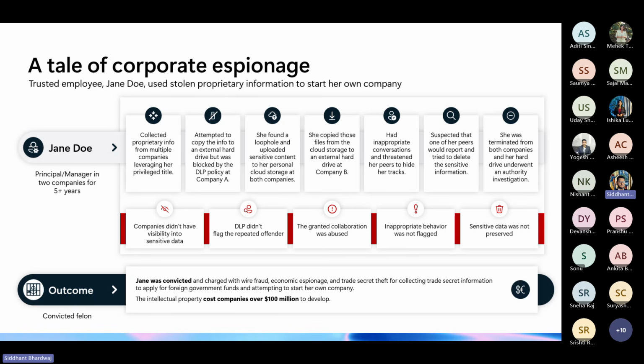Let's say she attempted to copy this data onto an external hard drive or a USB, but that may have been blocked by a DLP at company one. So she found a loophole in company one. She logged into her personal email and uploaded everything into a cloud store. In the second company, she was accumulating the data from before as well. She downloaded that data into her hard drive from company B, and accumulated both data onto that.